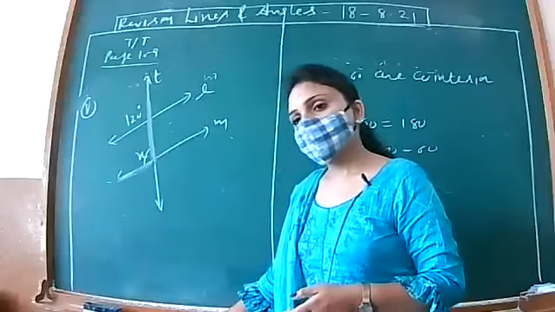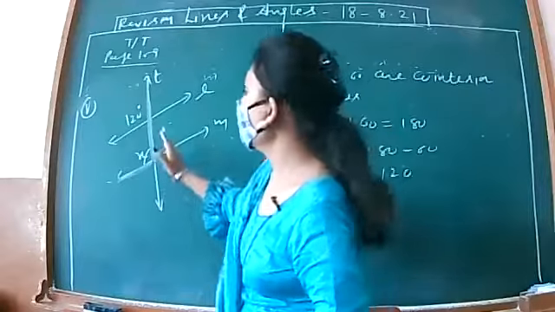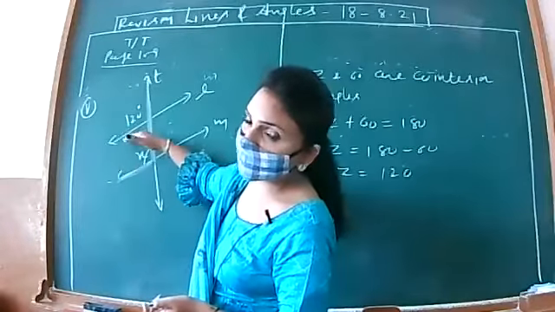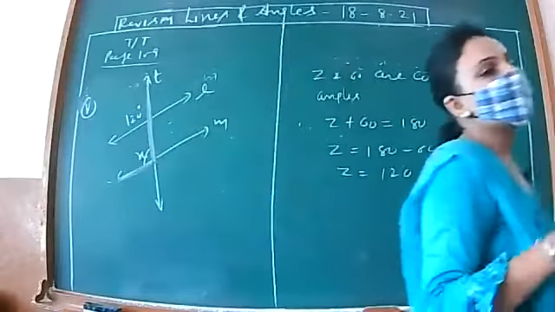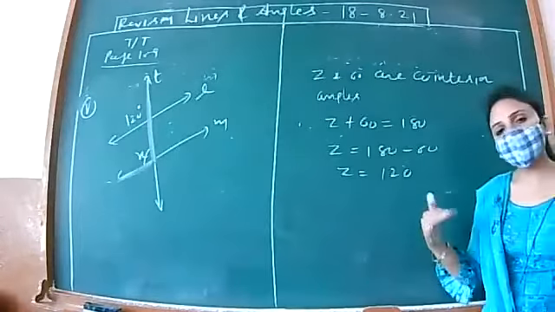Ma'am, corresponding. Corresponding angles, they are on the same side of transversal. It lies above the line. It also lies above the line. Ek hi side pe, ya to upar upar hoga, ya fir niche niche.